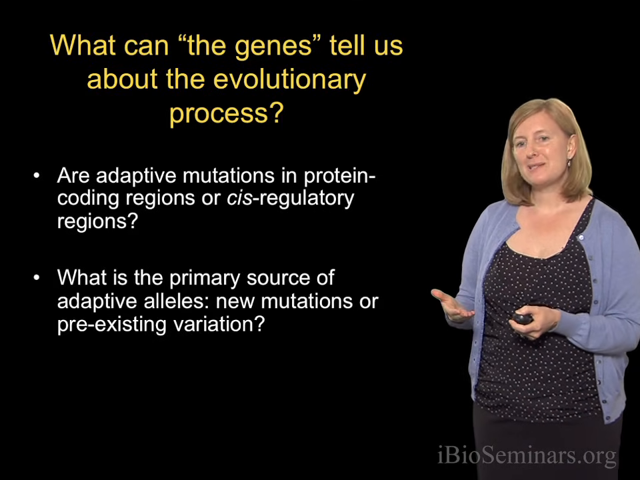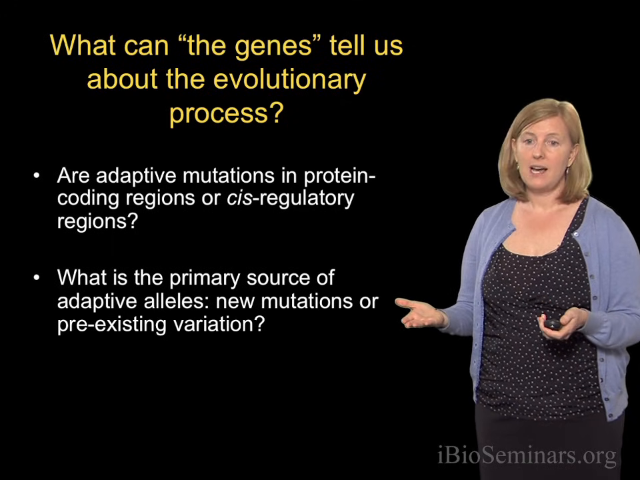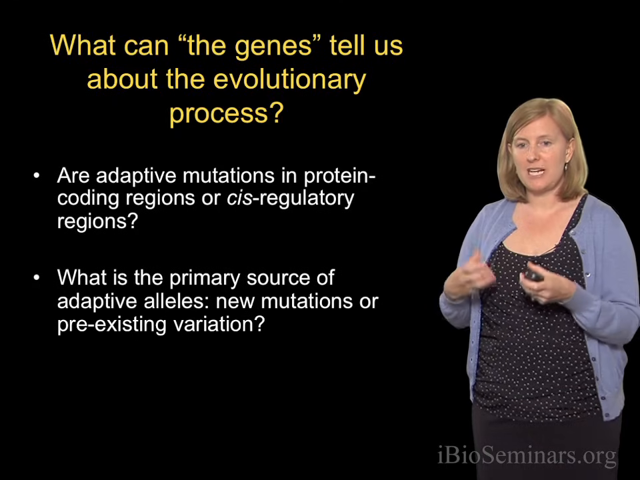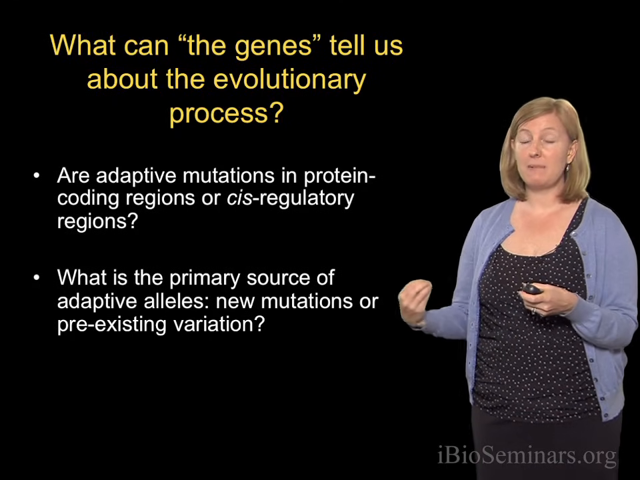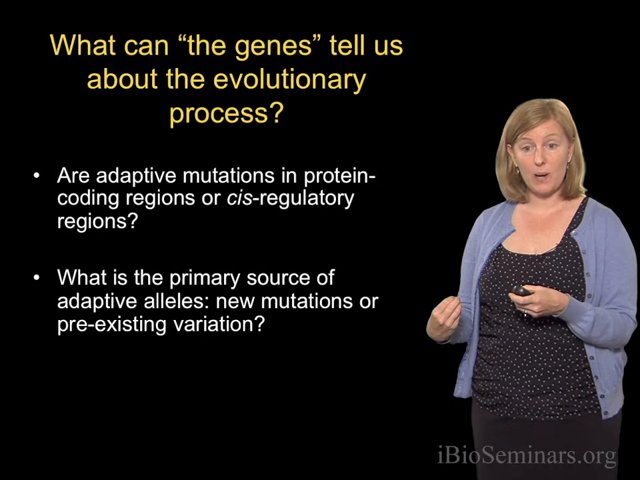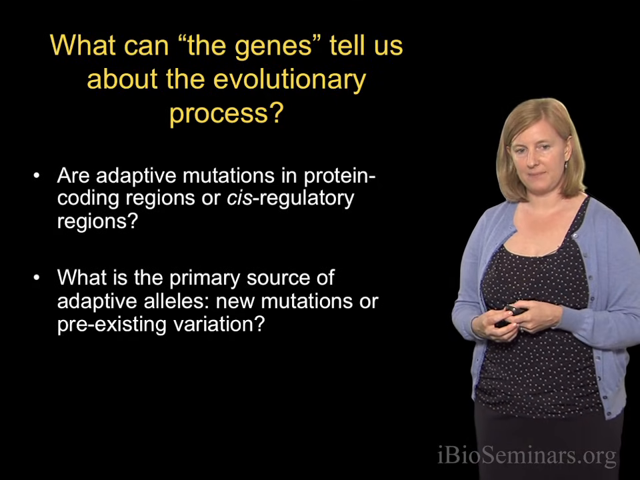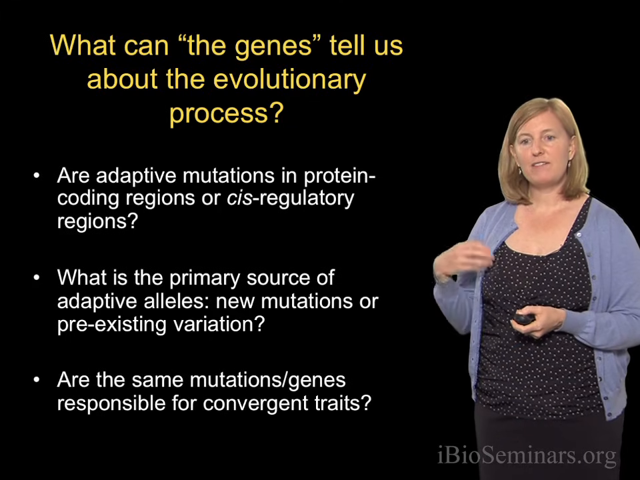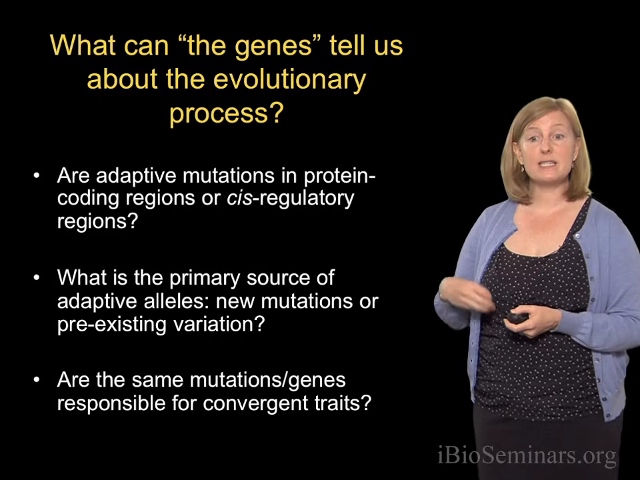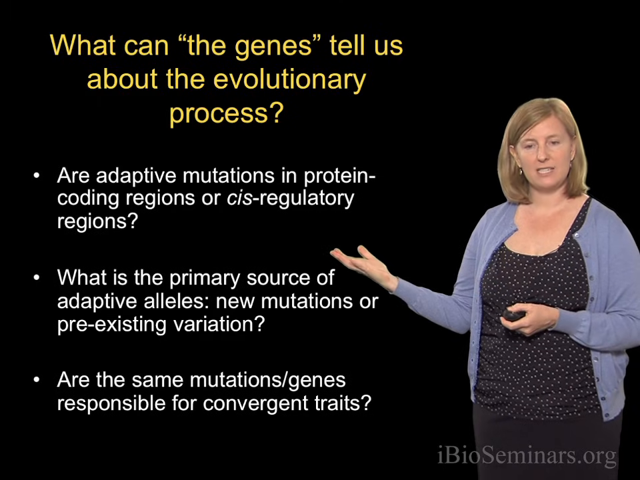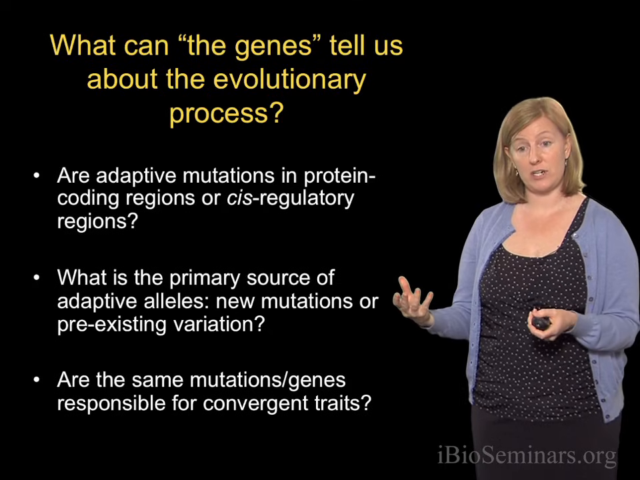And then we want to know where these mutations come from. So for example, if there is a change in the environment, do we have to wait around for new mutations to appear in that population? Or are there these mutations maybe at low frequency in the population already that are pre-existing that can be selected on almost immediately? And then finally, if we find mutations in one population that are responsible for an adaptive trait, and we have a similar trait evolve in another population, is it the same mutations and same genes that are responsible for those convergent traits?